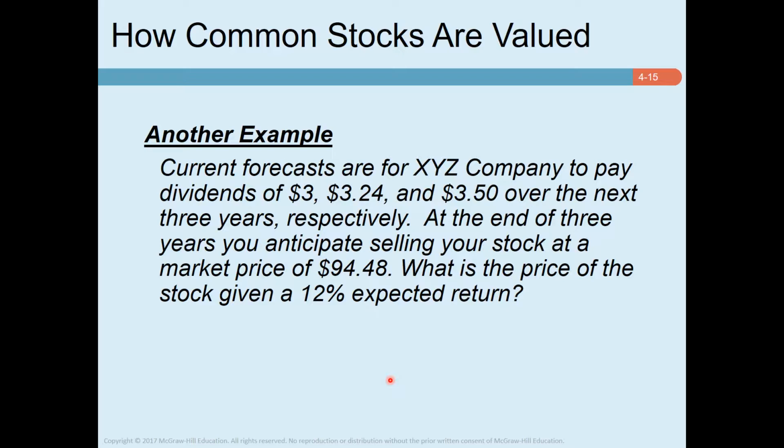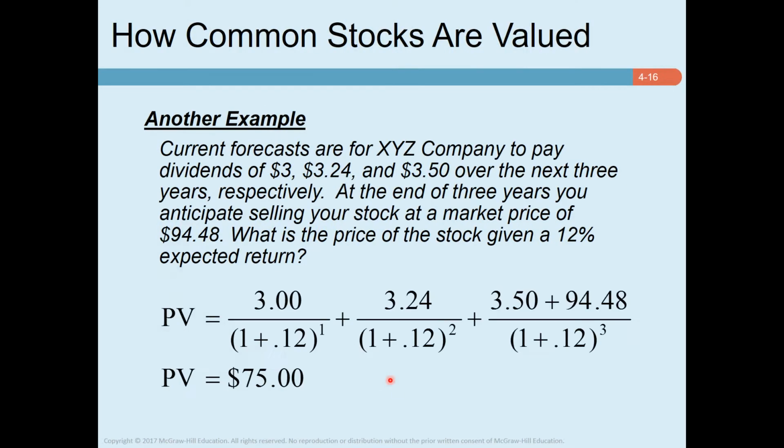So once again, we use the same concept, just we have 3-year cash flows now. So as you can see, these 3, 3.24, and 3.50 are the 3 dividends we expect in year 1, year 2, and year 3. And 94.48 is the price we expect to sell the stock at the end of year 3. So once again, we find out the present value of all these cash flows, we sum them up, and we get the value of the stock is $75.